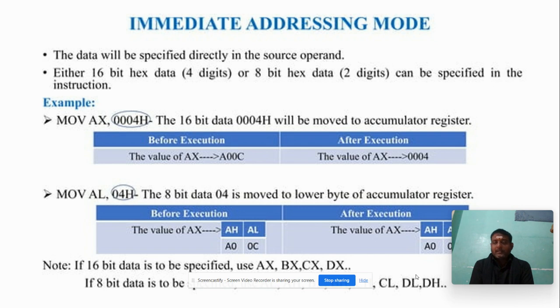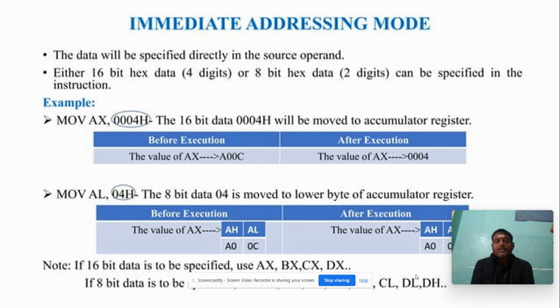For example, MOV AX, 0004H. 0004H is 16-bit data. By this instruction, 0004H will be moved to the accumulator register. Before the execution of this instruction, AX has already stored a previous operation value.